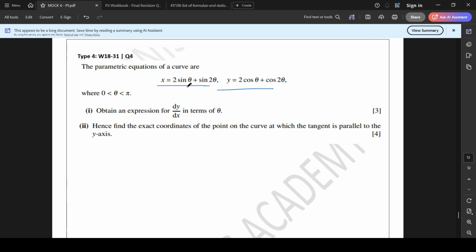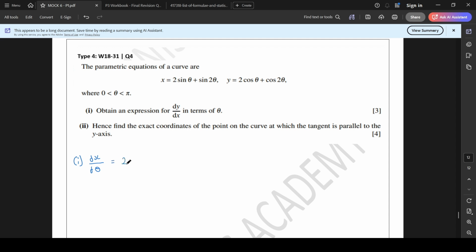Whenever you have a parametric equation and you are supposed to find dy/dx, what do you do? First differentiate x with respect to theta, then differentiate y with respect to theta, and then divide dy/d theta over dx/d theta. Once you have this, you can simplify it as much as possible and get your answer in the required format. So I'll do dx/d theta first.